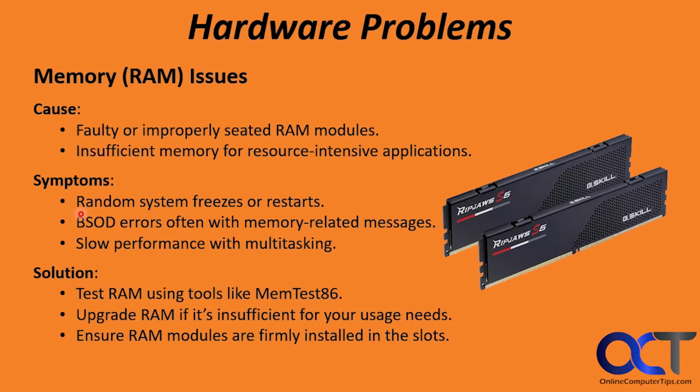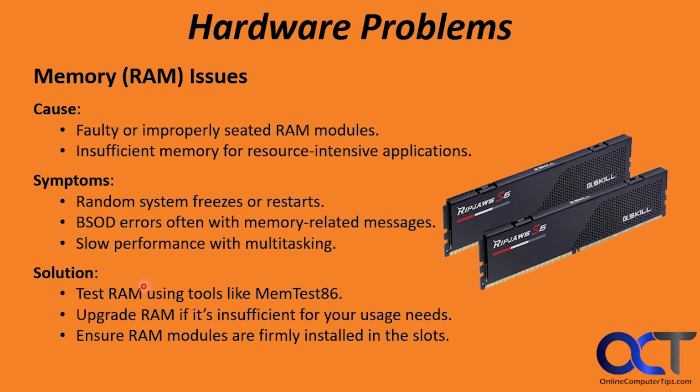All right, so some symptoms of failing memory: random system freezes or restarts. And you'll see this happen with other hardware too, like processors, same type of symptoms. All right, blue screen of death errors in Windows with memory related messages. So when you have a blue screen error, many times they'll give you a code at the bottom that you could look up and see what the cause was. And then if you have slow performance with multitasking, that could be another sign.